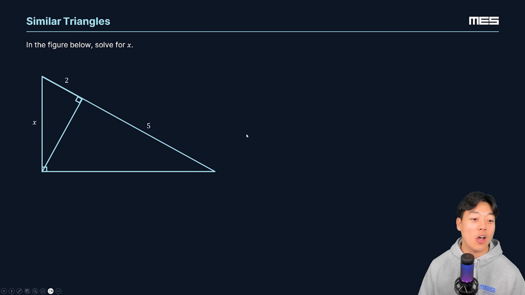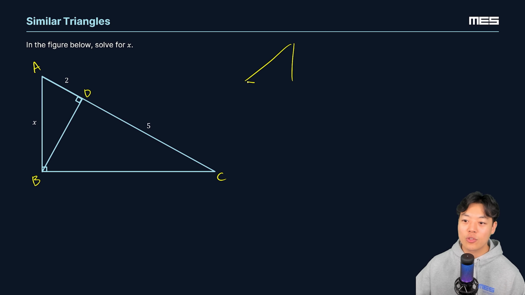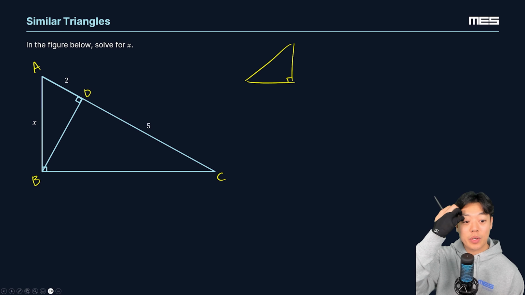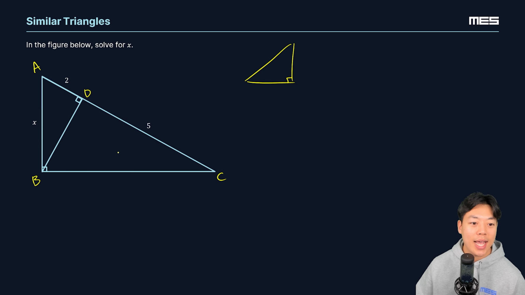In the figure below, solve for x. Again, redraw, right? Let's put some values here. Let's label these points A, B, C, and D. So I have one right triangle. I want to solve for x, so I have x here and 2. So I have A, D, B.